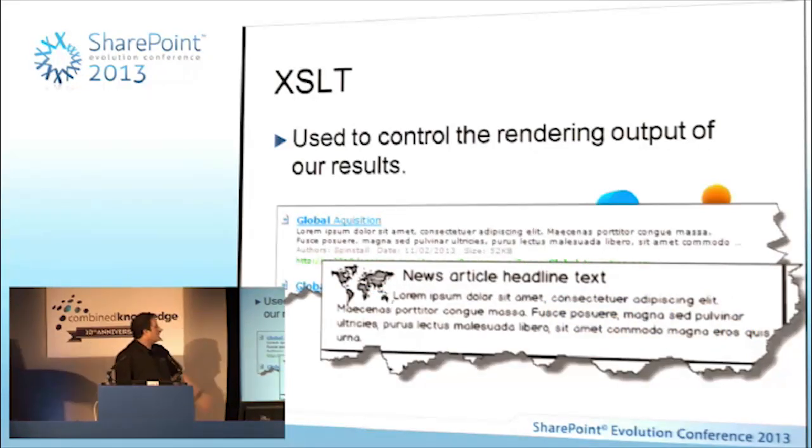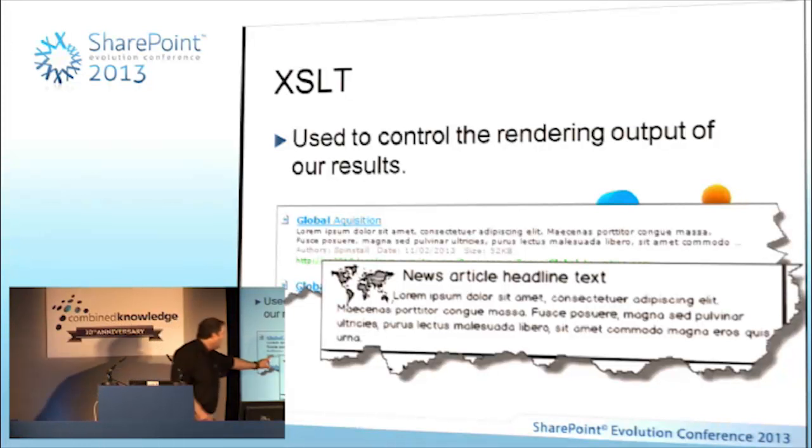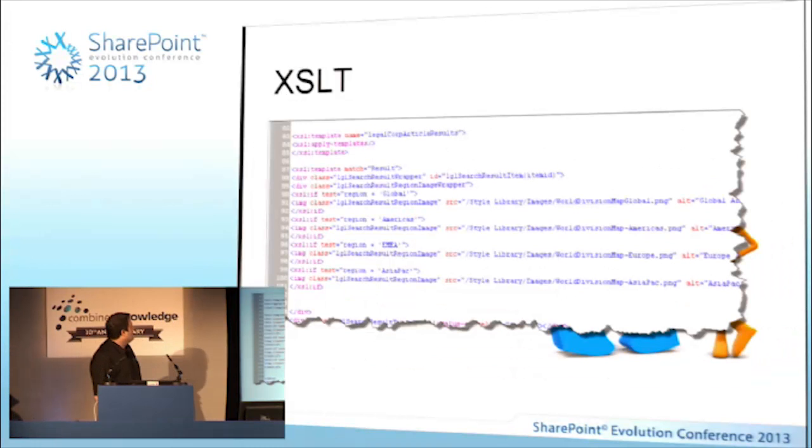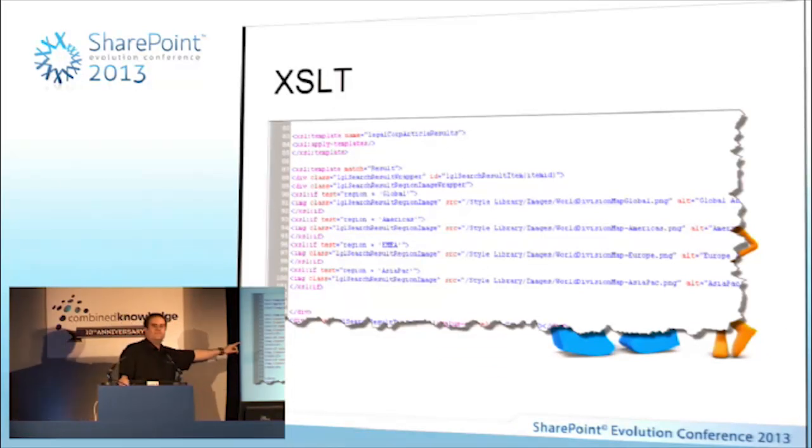So we're going to use our XSLT to control that rendering and to make it look how the client wants, give us our nice article, our nice icon to show us where in the regions it came from. And that XSLT is going to look like this. Can everyone at the back see? No? Okay, the slides will be there anyway afterwards.